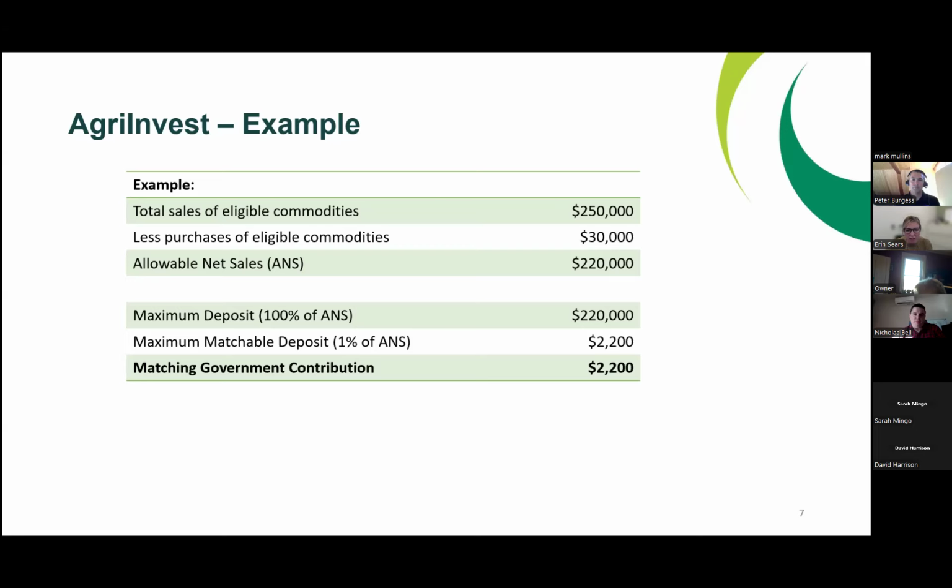I just also wanted to note, you can put 100% of the allowable net sales into the account, but it's only the 1% that is going to be matched. So many producers in Nova Scotia, that's how they use it. They would do that 1% or close to that 1% to get that matching one.